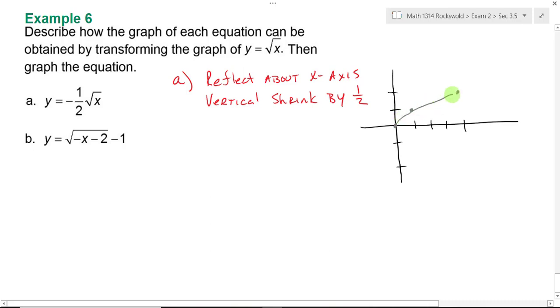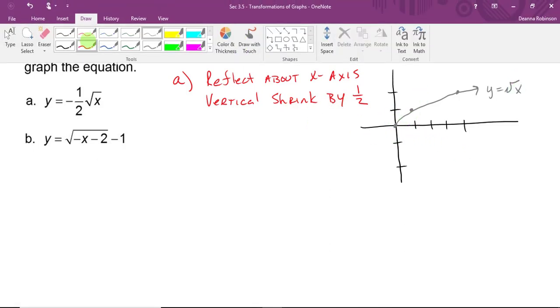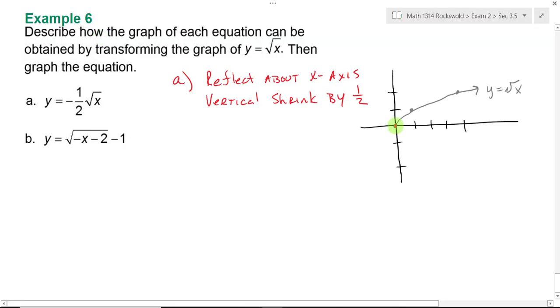1/2. So this would be the parent function y equals the square root of x. I've flipped this graph across the x-axis and cut the y values in half. This will still be at the point 0, 0, but instead of this point being at 1, 1, where will it now be? It'll be at 1, negative 1/2, because I reflect across the x-axis and I cut the y's in half. Instead of this point being at 4, 2, it will now be at 4, what? Negative 1. And so this is what the graph would look like for y equals negative 1/2 the square root of x.